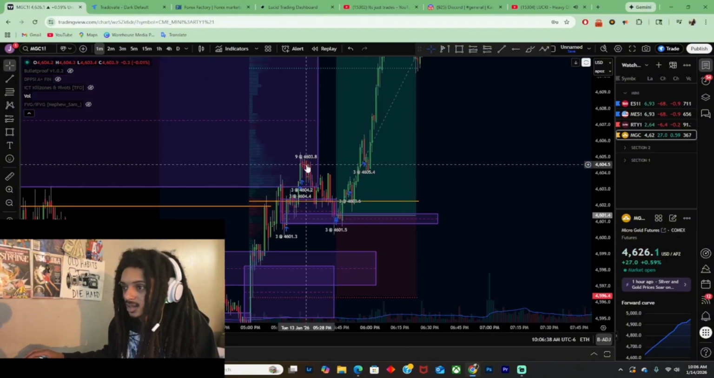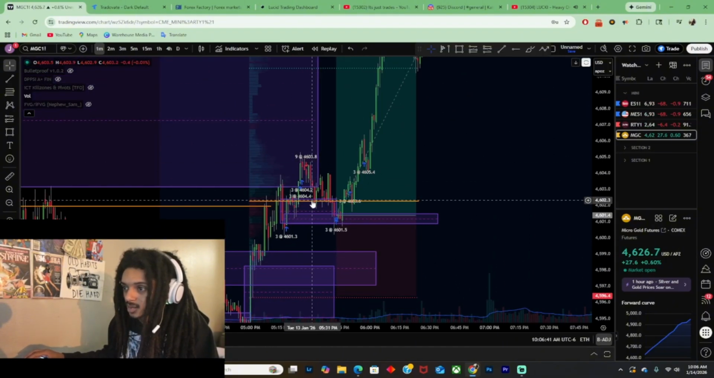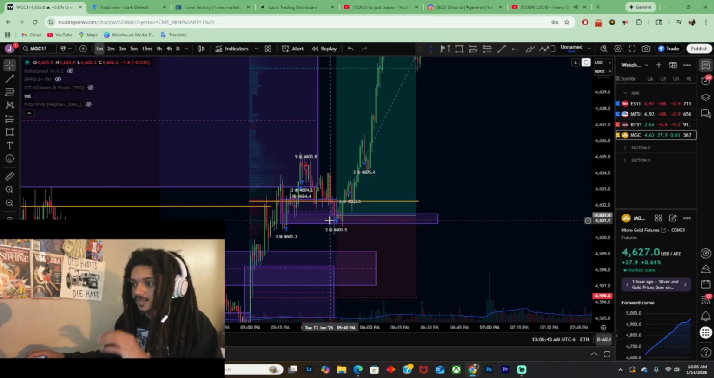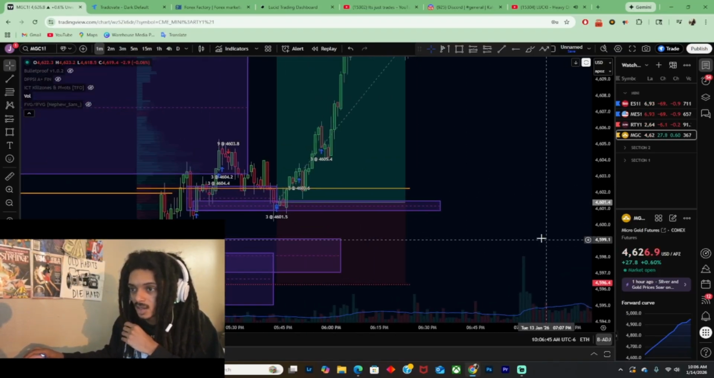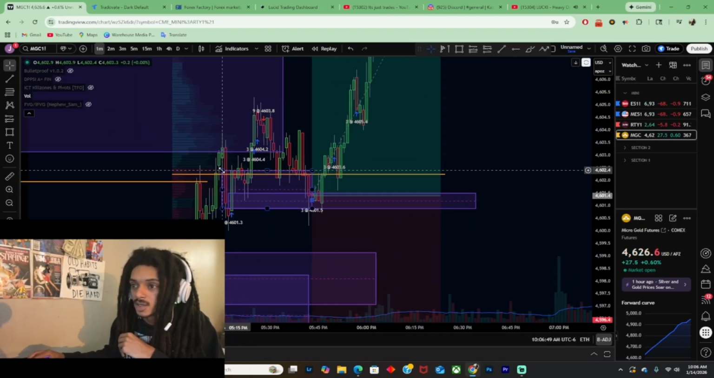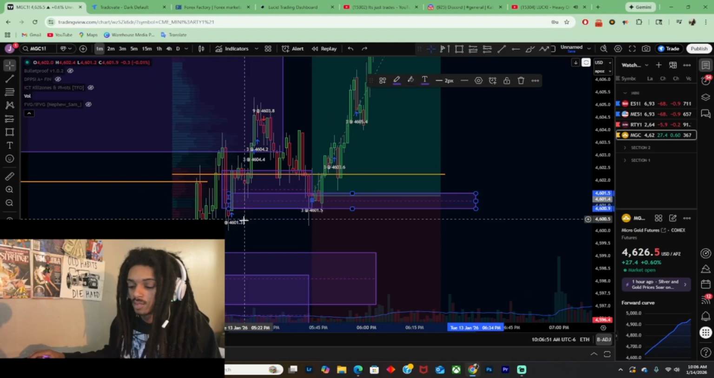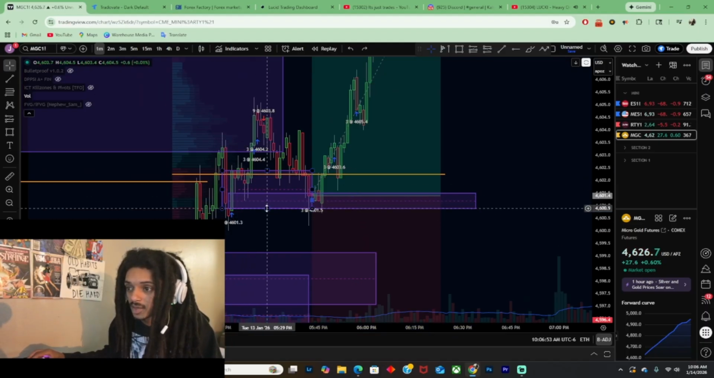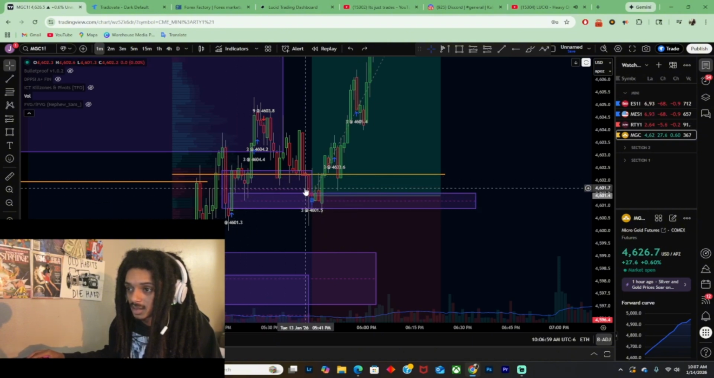So after that, it was actually a pretty good exit because we came down, chopped a little bit, and then I saw this. So when I saw this, I was like, well, damn, this should have been my initial entry. 1 minute inversion here, and 1 minute fair value gap. So this is a 1 minute BPR.